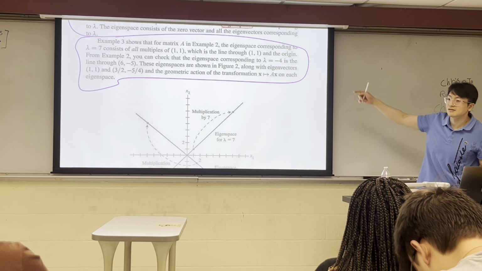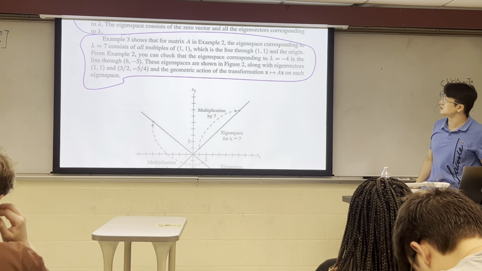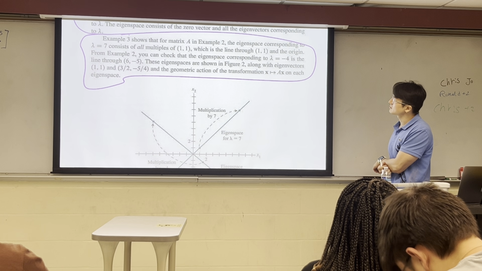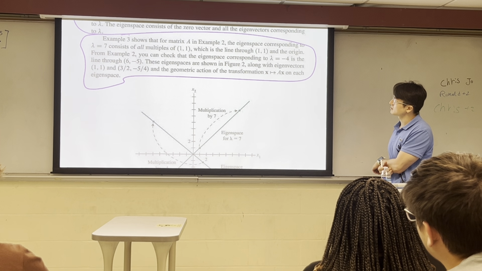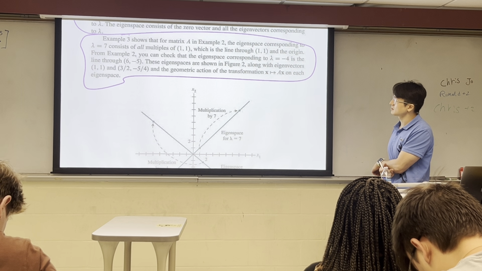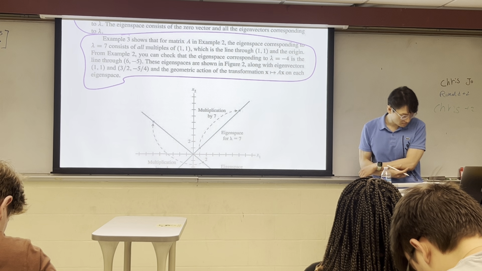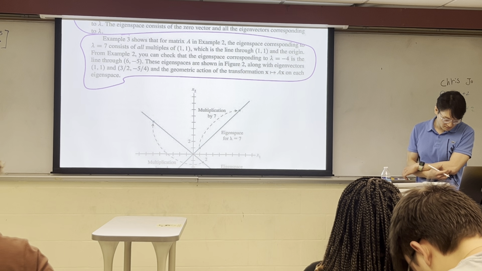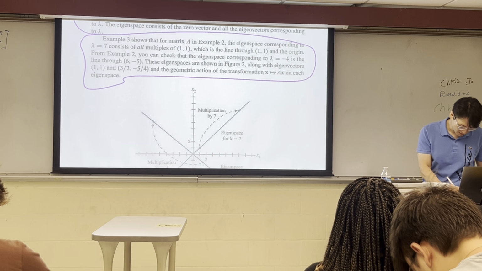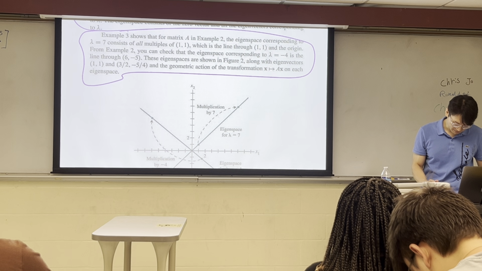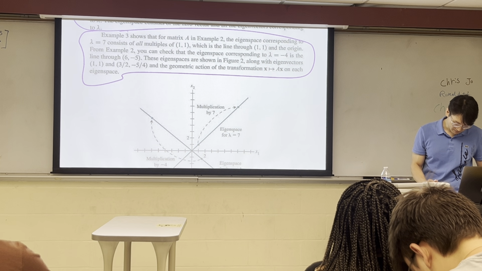Can you see? Example 3 shows that for matrix A in example 2, the eigenspace corresponding to lambda equals 7 consists of all multiples of (1, 1), which is the line through (1, 1). And from example 2, you can check that the eigenspace corresponding to lambda equals -4 is the line through (6, -5). These eigenspaces are shown in figure 2 along with eigenvectors (1, 1), (3/2, -5/4), and the geometric action of the transformation x to Ax on each eigenspace.